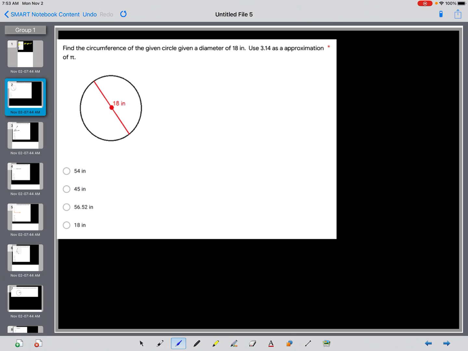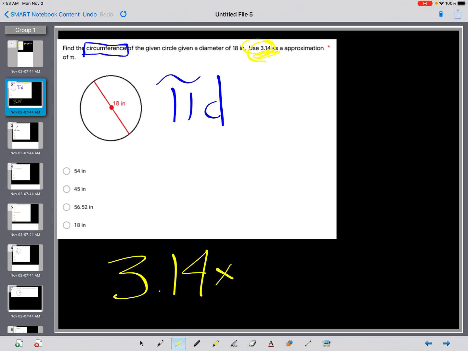Here, when you're being asked to find the circumference, make sure you're reading exactly what is being asked to find. In this case, circumference. What you would want to do is to multiply pi times diameter. So the formula looks like this, but in our scenario, we're being asked to use 3.14. So you're just simply going to punch in 3.14 times 18.